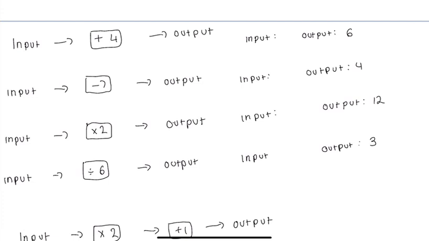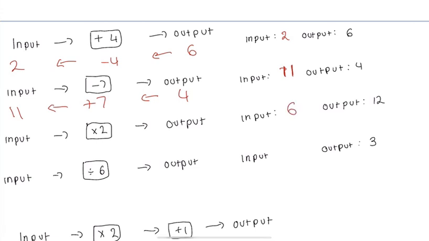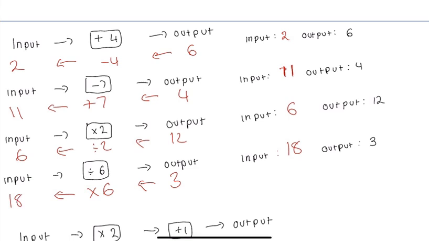Now for this first one, you should have got 2, as we're doing 6 take away 4, which gives you 2. This next one, you should have got 11, as 4 add 7 is 11, working backwards. Next one, you should have got 6, as when we're working backwards, we're going to have to divide by 2. So 12 divided by 2 is 6. And then this last one, you should have got 18, as when we're working backwards, the opposite of dividing by 6 is times. So 3 times 6 is 18.